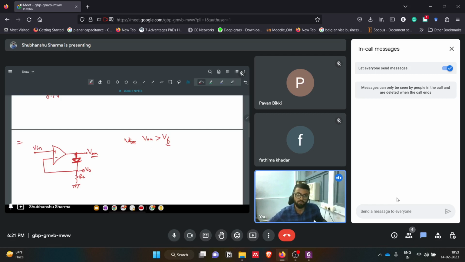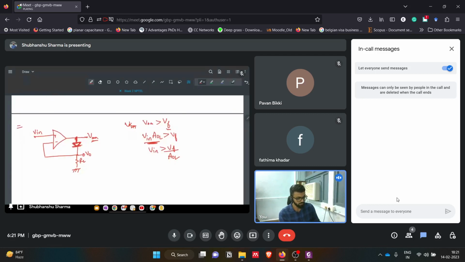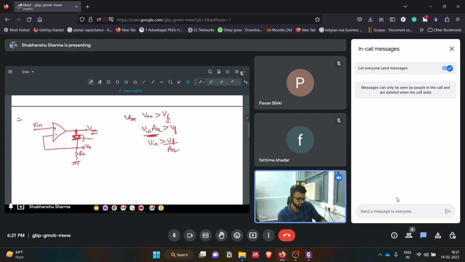If this VOA can overcome that, then this diode will become on. This will be short circuit. We'll say on. So how can this happen? VOA is what? V in times AOL greater than VF. This is simply the op amp output equation that we wrote here. So if V in is greater than VF by AOL, then this diode will be on.